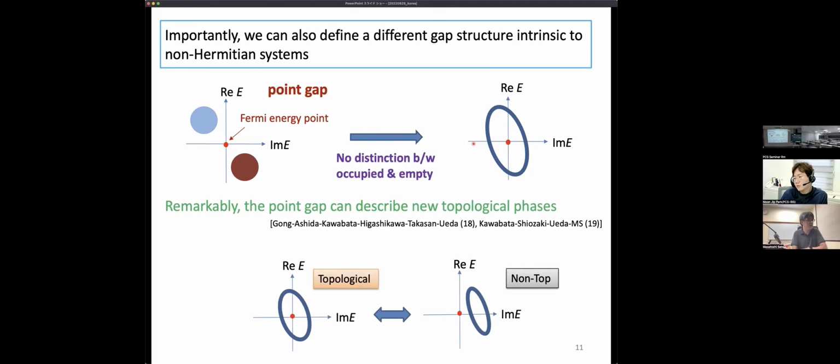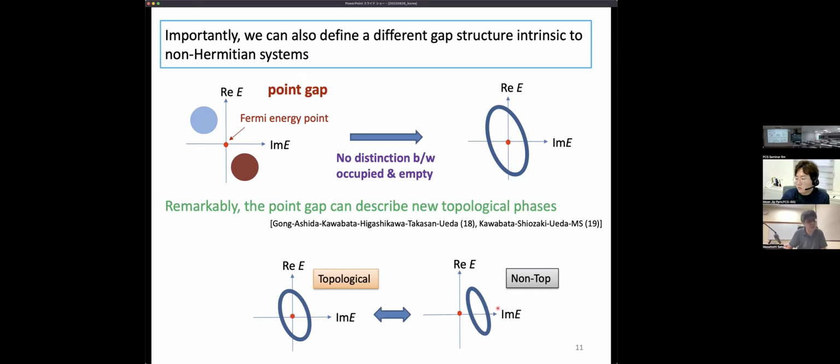And remarkably, this point gap structure can describe new topological phases. Actually, we can consider two different situations. In the left figure, this state encloses this reference point. And in the right figure, this state does not enclose this reference point. And we can say that this is topological and this is non-topological.